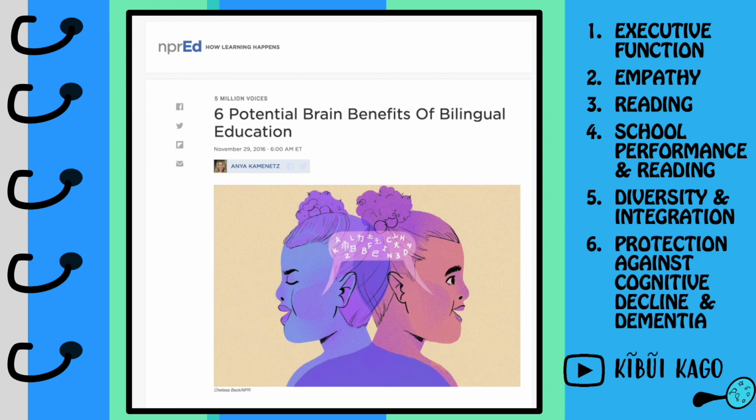Alright, so our very last one now, possible brain benefit number 6 is protection against cognitive decline and dementia. So this article cites a Canadian study which looked at patients with Alzheimer's. When assessed via cognitive tests and daily functioning tests, a group of bilingual adults performed at the same level as a group of monolingual adults.